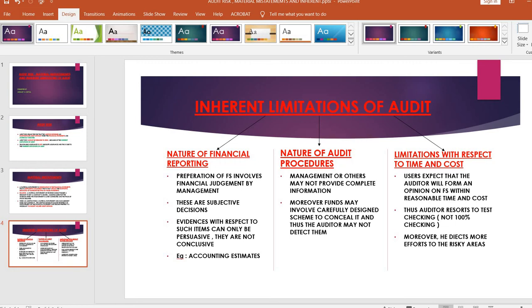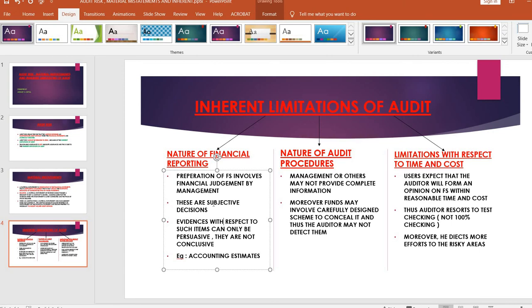Nature of financial reporting. See, I told you already who makes the financial statement. The financial statement is made by the management. That management will include managers, of course. So the managers will apply their professional judgment, their financial judgment, and they'll prepare according to their thought process, right? So the preparation of the financial statements involves financial judgment by the management, correct? So this is the first point, because it is done by the management and is as per their financial judgment. And these are subjective decisions. This cannot be said to be a conclusive decision of a whole group of people. It is a decision of one or two people, right?